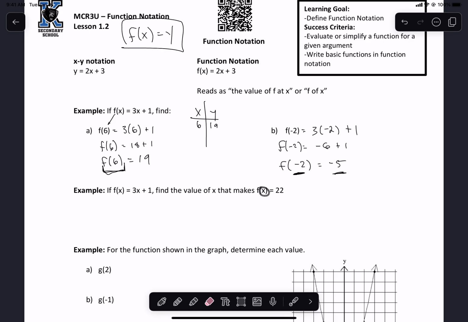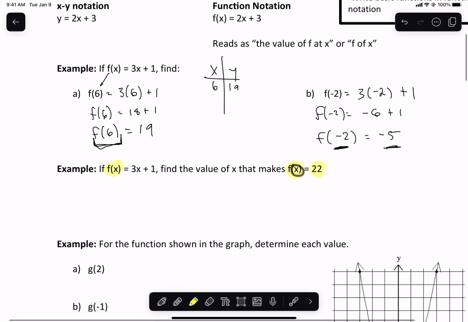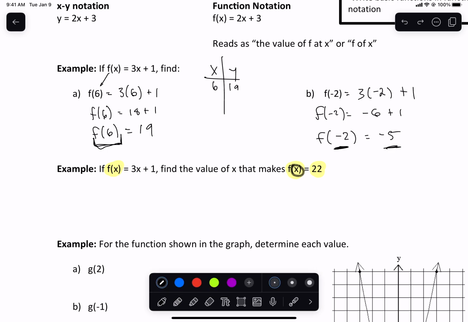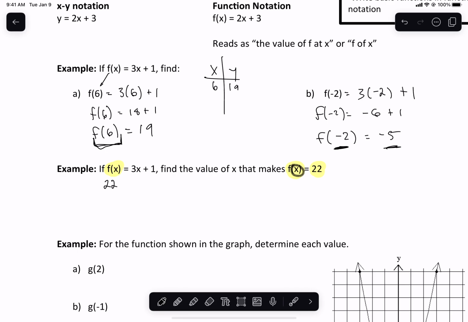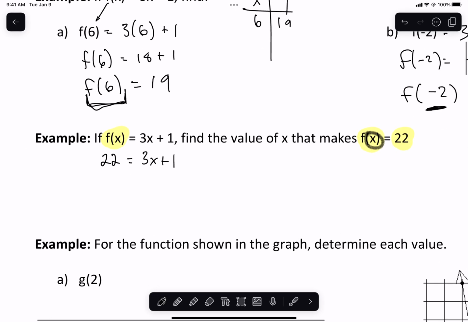So I'm going to physically take 22. 22 is f of x. I'm just going to replace f of x with 22 and solve for x accordingly. So f of x turns into 22. That looks like something we've done before. Everyone in agreement? So you're just going to solve for x.